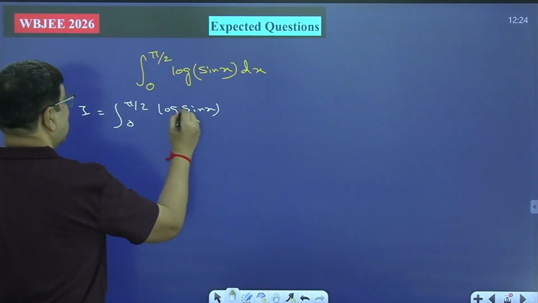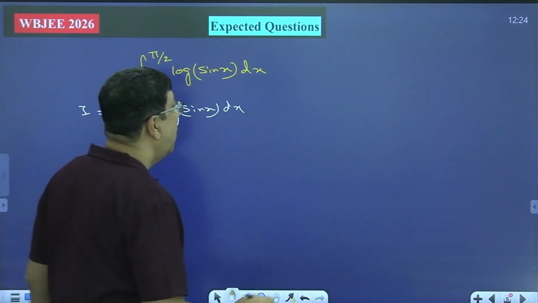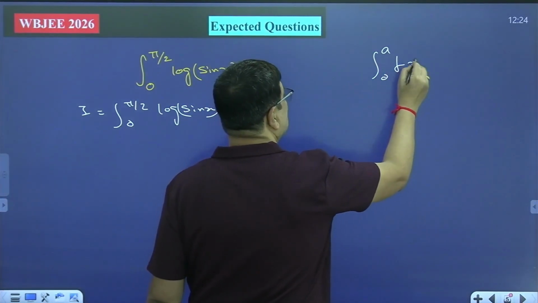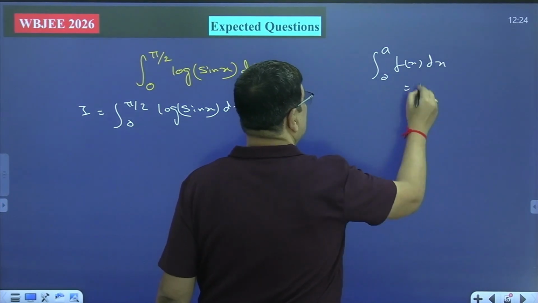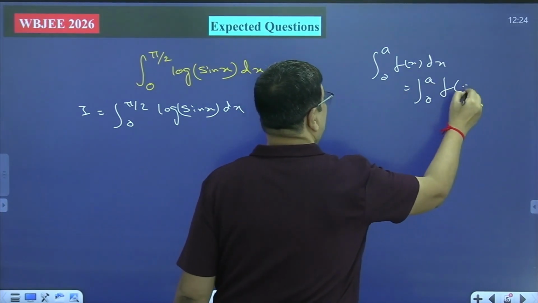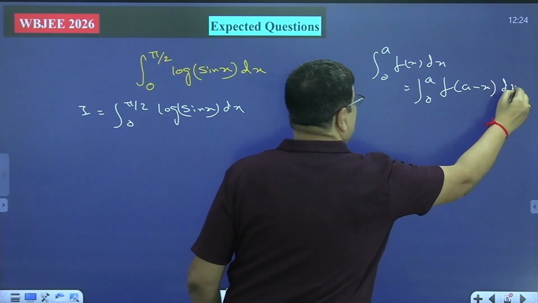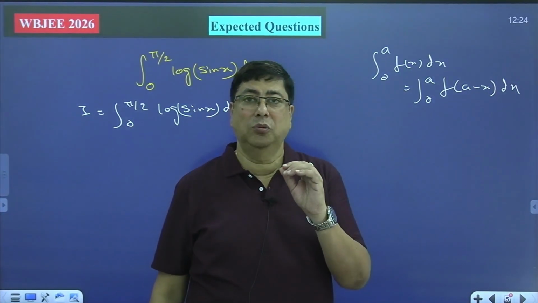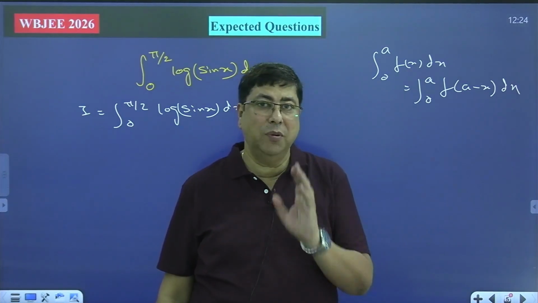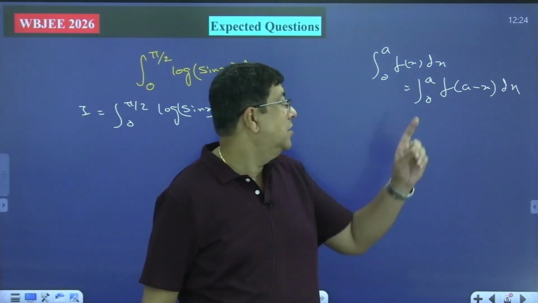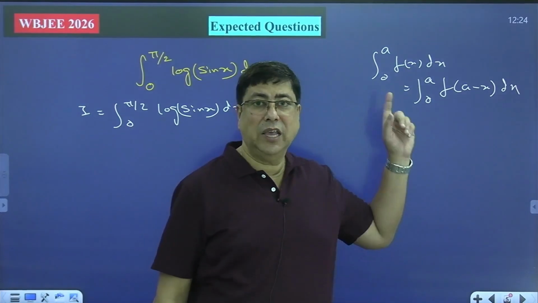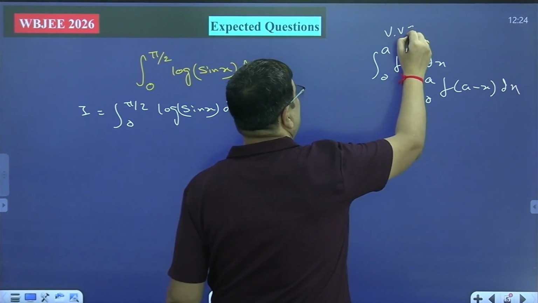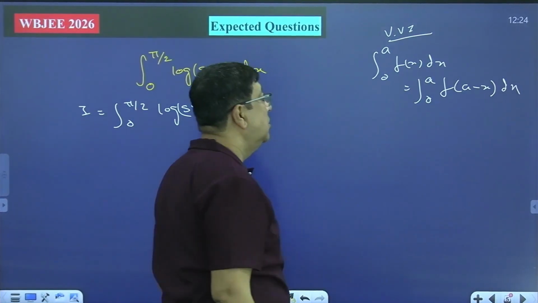Once again I am telling you, what is king property? King's property is integral 0 to a f(x) dx equal to integral 0 to a f(a minus x) dx, and in the maximum number of sums in the last 6 years of questions coming in WBJEE in definite integral, this king property is used. So this is extremely important, everybody. This is a very important property for this type of exam.